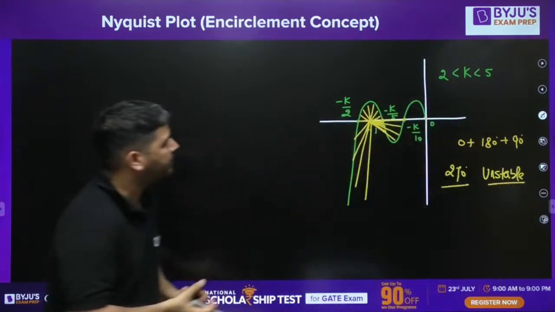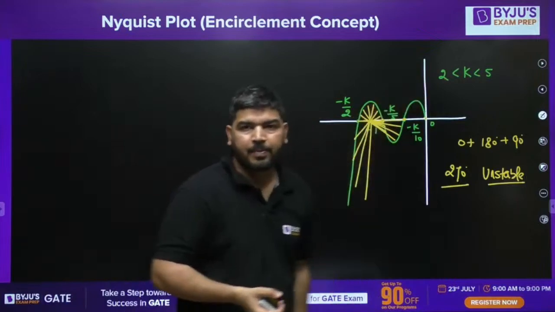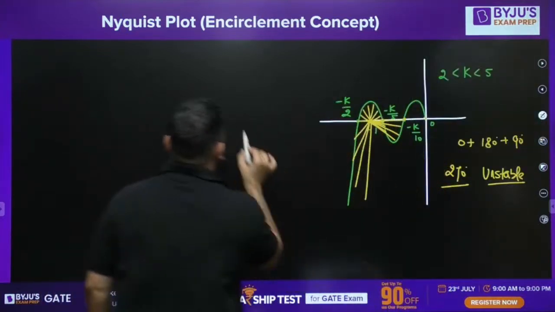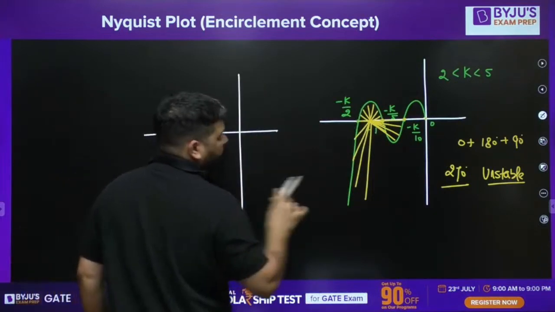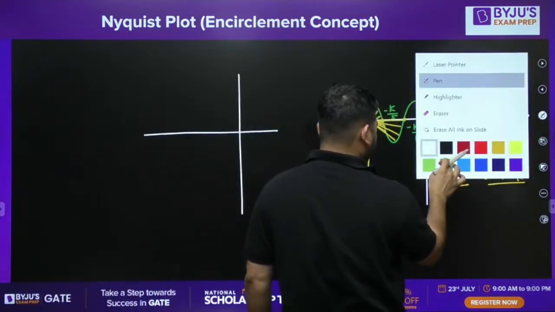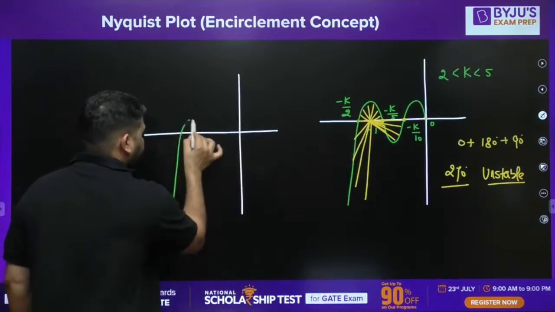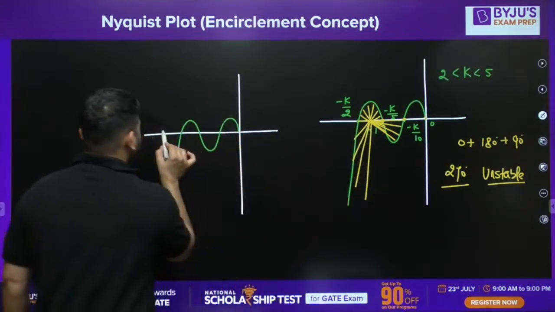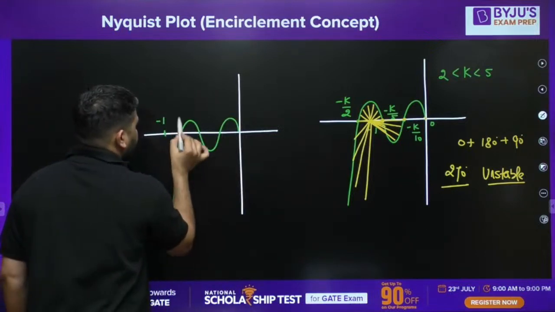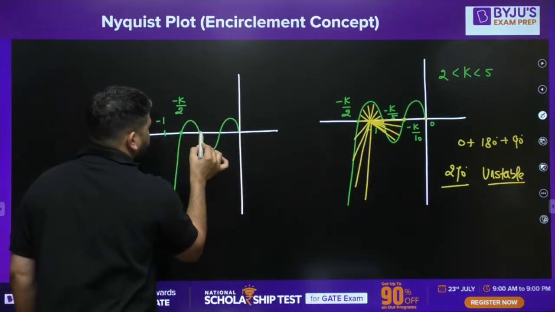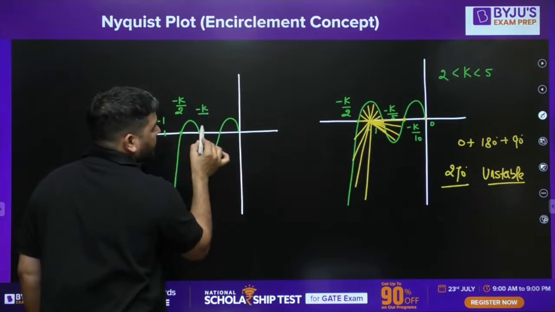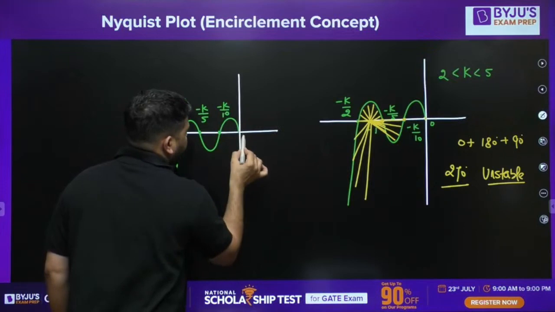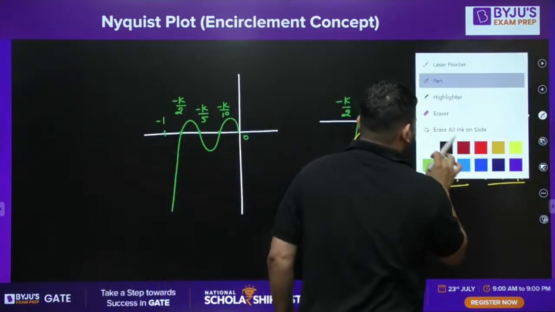Now there is one more range, k less than 2. For k less than 2 the graph will look like this. Let me draw the graph. So -1 will lie here. This point is minus k by 2, this point is minus k by 5 and this point is minus k by 10. This point is 0.